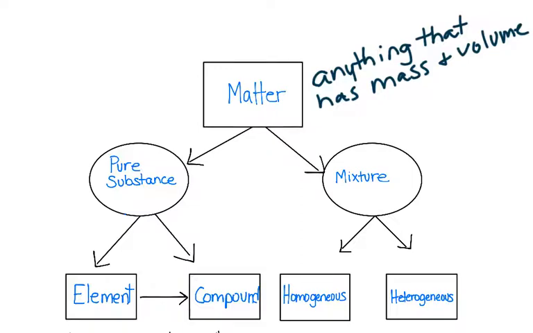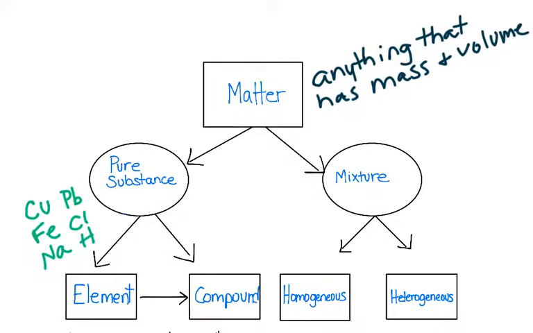There are two main categories. The first one is a pure substance, and the other one is a mixture. A pure substance can be described two ways. You can either have an element or you can have a compound. So as you guys are familiar with, anything on the periodic table, like copper, iron, sodium, lead, chlorine, hydrogen, all of those substances are classified as elements, and that's why they're on the periodic table.